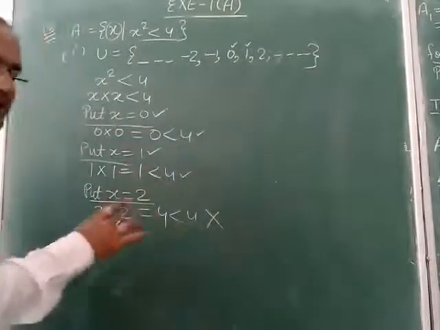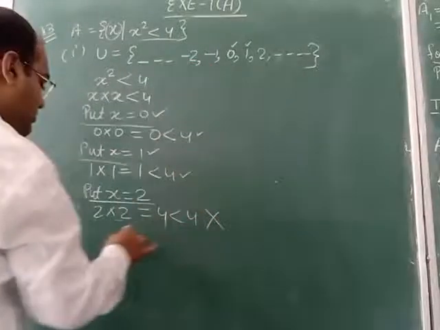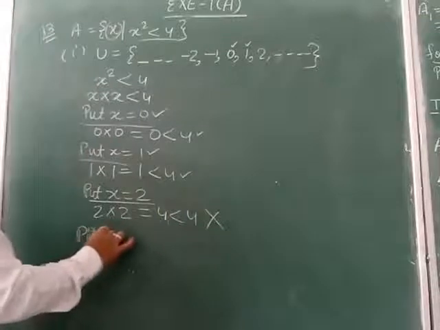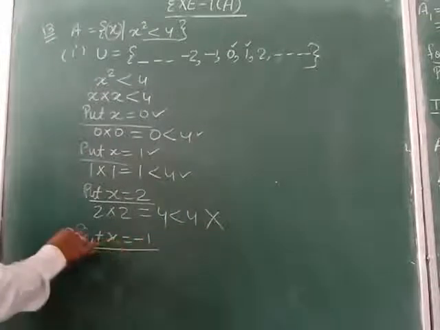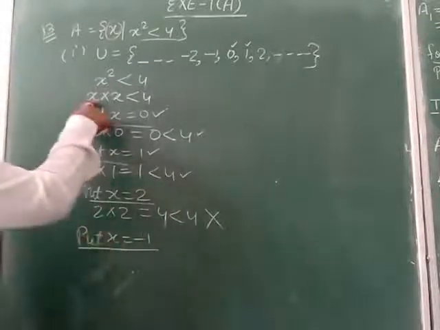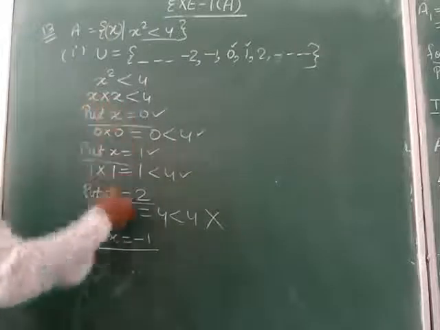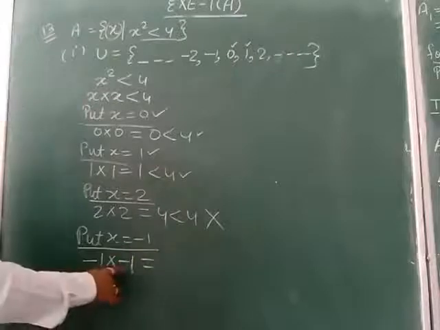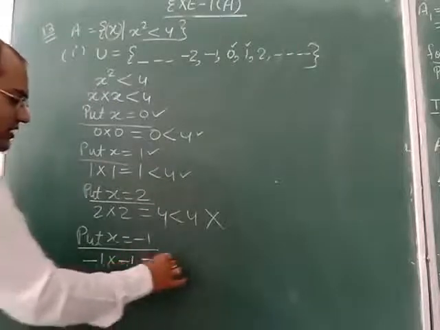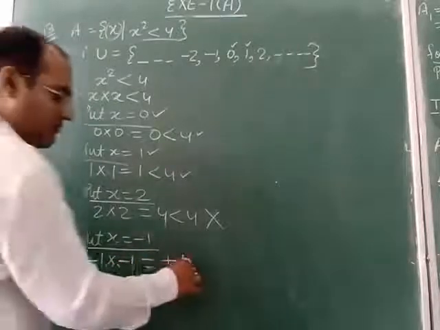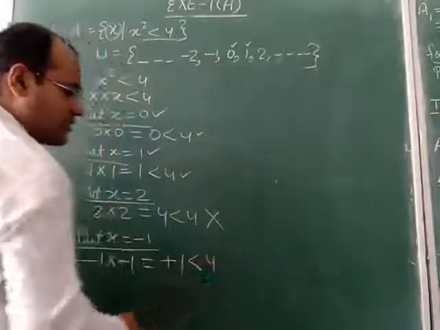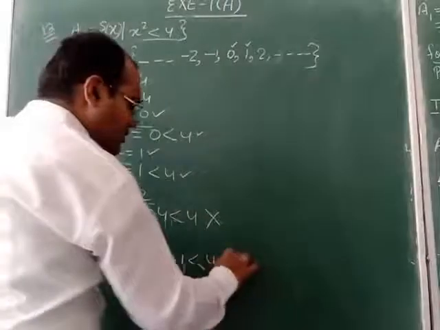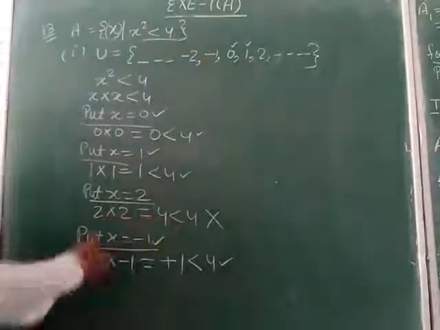Now we will put negative values. Minus 1 we will put. Put x is equal to minus 1. When we put minus 1 here, we write minus 1 multiply minus 1. Minus multiply minus is plus. 1 1 ja 1. Plus 1 is coming and we have to check whether this plus 1 is less than 4. Yes. Plus 1 is less than 4. That means this answer is also correct.